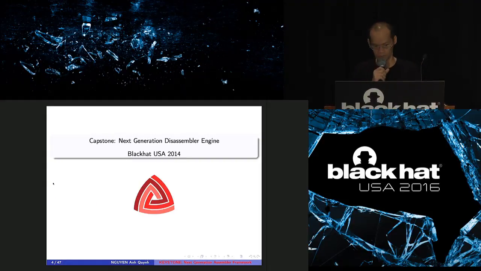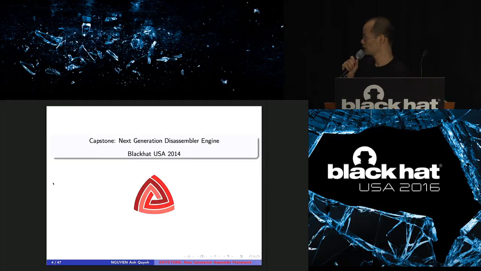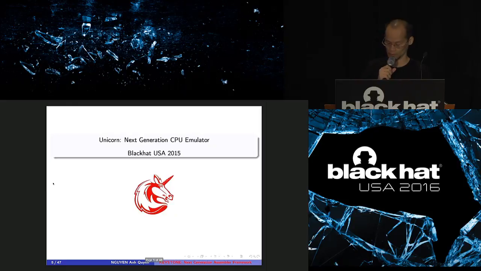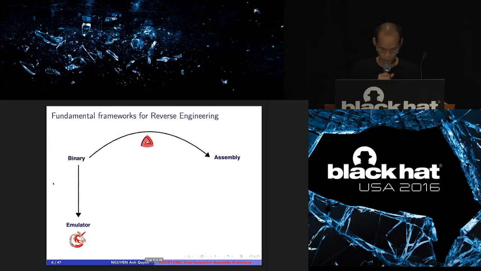Two years ago, in 2014, I introduced at Black Hat the Capstone disassembler framework, which is the one and only open source multi-architecture, multi-platform, multi-binding disassembler for reversing. Last year, I went on and introduced the Unicorn Emulator at Black Hat, which is also the one and only open source multi-architecture, multi-platform, multi-binding emulator for CPU. Now in 2016, we have two good frameworks for reversing.